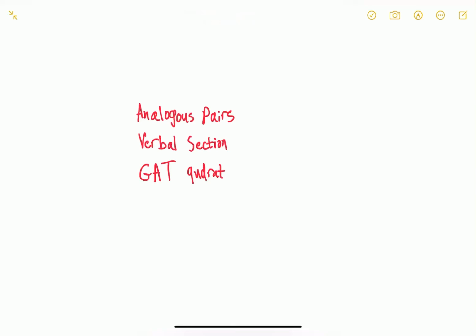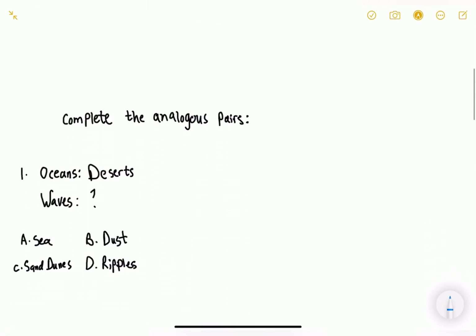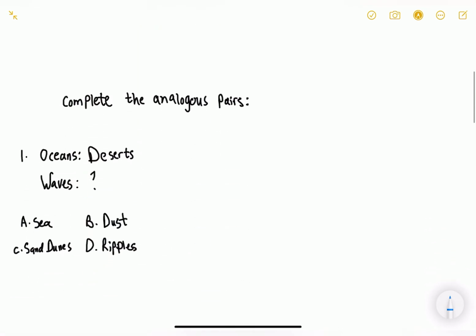This is WizWorks and today we're going to do part 7 of the 5 analogous pairs, and this is a part of the verbal section of the GAT or Qudrat exam. Okay, so question number 1 says oceans, deserts, waves, question mark. So we have to identify the relationship.